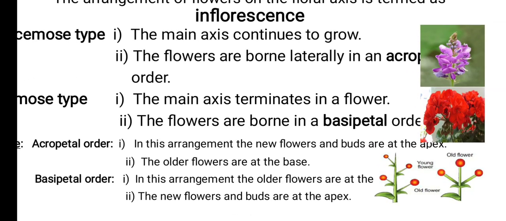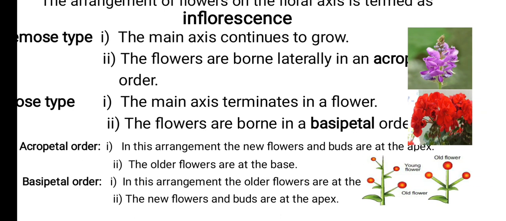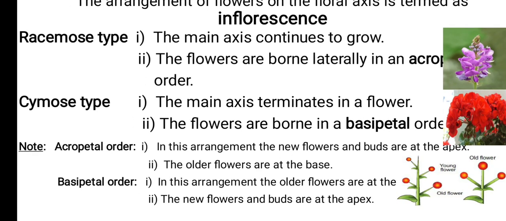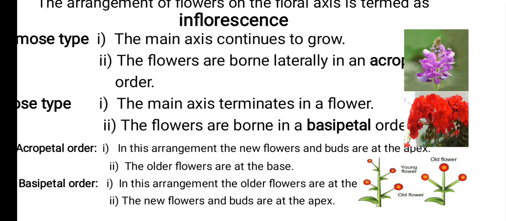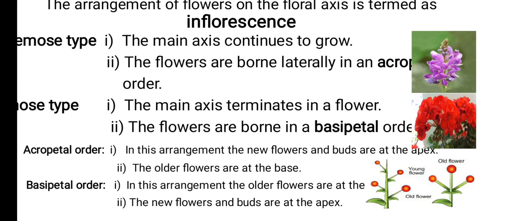For these terms only, here we have given the pictures of some flowers. The first one you see is a very good example of racemose type, and the second one is a very good example of cymose type. I mean this inflorescence is an example of acropetal order and this one is an example of basipetal order. Now let us see in detail what is meant by acropetal order.